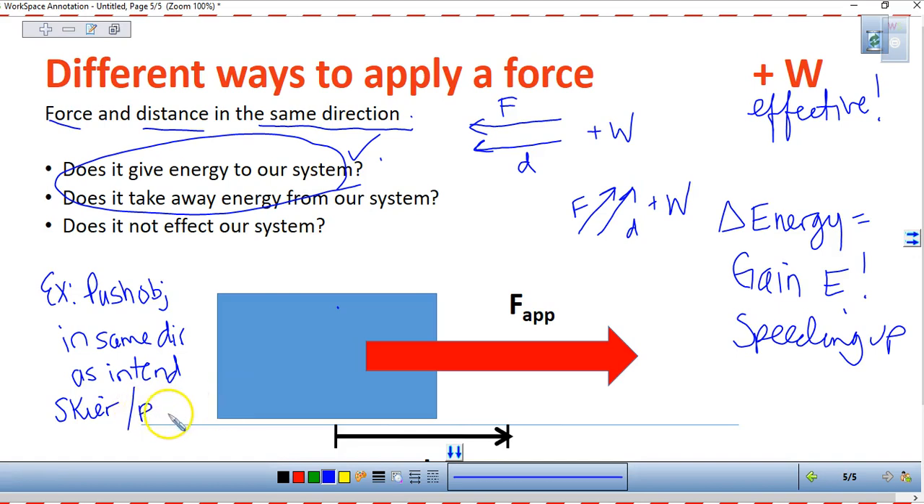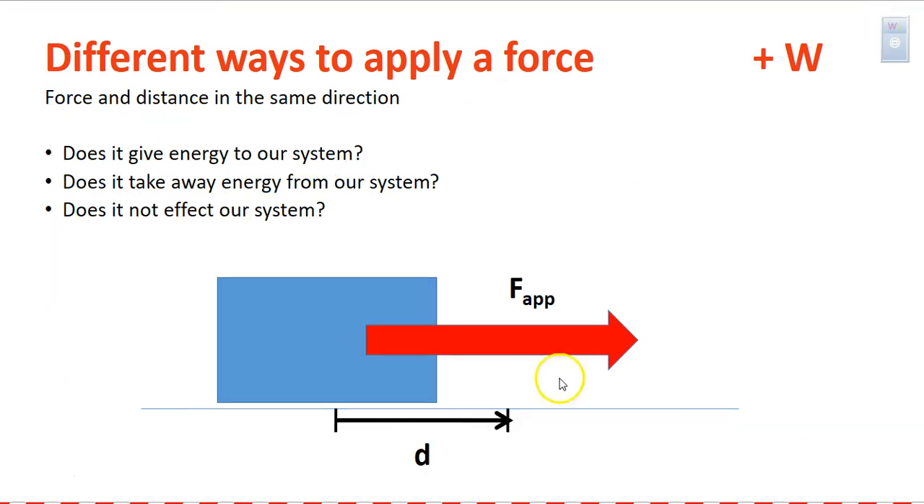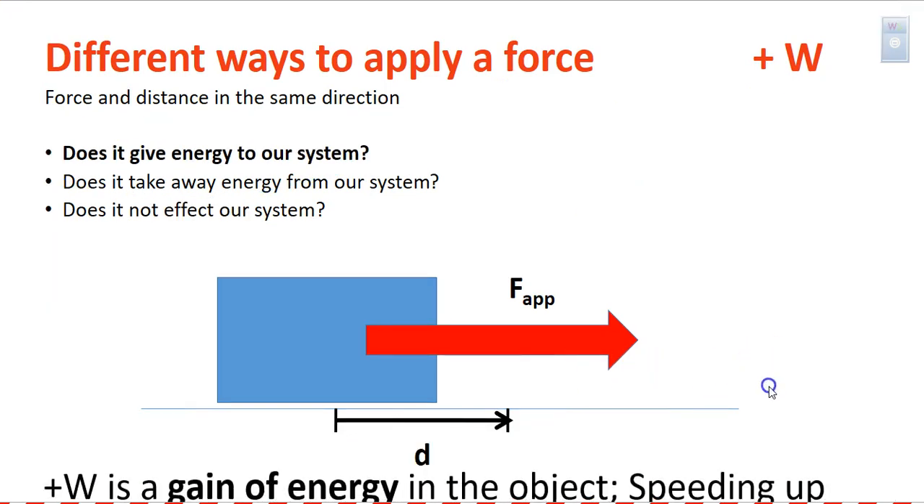So positive work, and that's supposed to be ski poles, but my pen is being finicky today, so I'll write it with the mouse. Not bad. Ski poles. Anyway, we'll let that go. So that's positive work.